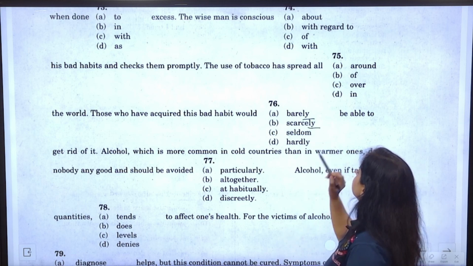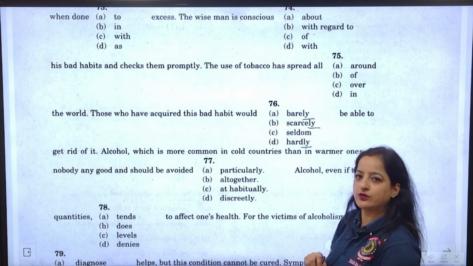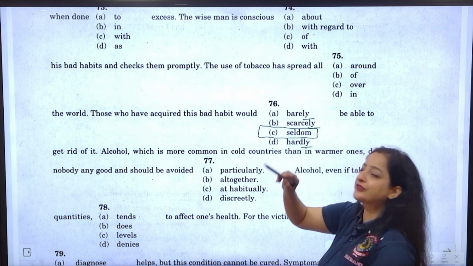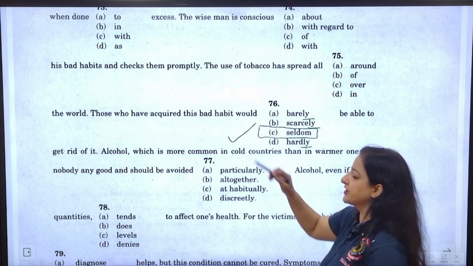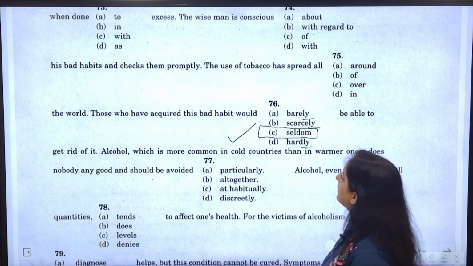Barely, scarcely, hardly. They are all alike only actually. So the actual answer is seldom. Odd one out strategy. So more and more tips other than the 5 tips and approach I gave you earlier.